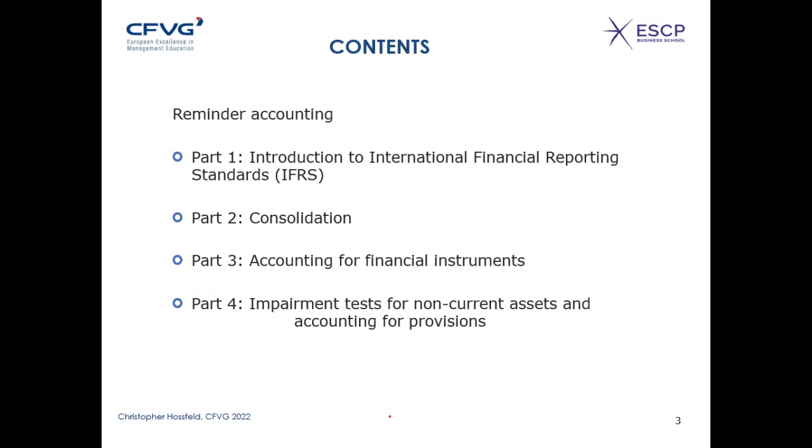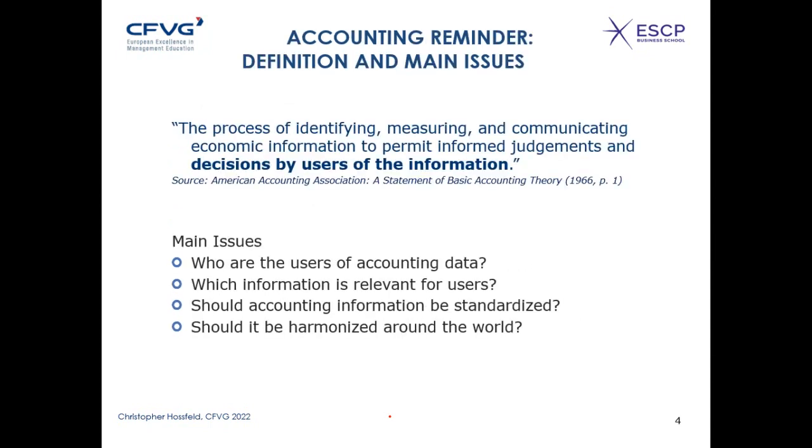Okay, and then we have those 4 parts: general introduction into IFRS, what does it actually mean, and what is the main content of IFRS financial statements. More in detail, how to prepare consolidated and group financial statements in the second part, consolidation. Then we switch over to accounting for financial instruments on the asset side, on the liability side, and equity of companies. And part 4 talks about impairment testing for non-current assets and accounting for provisions. So these are the main areas. But again, as I said, if you have questions outside of this area, it's no problem. Please ask them, and I hope I can answer them.